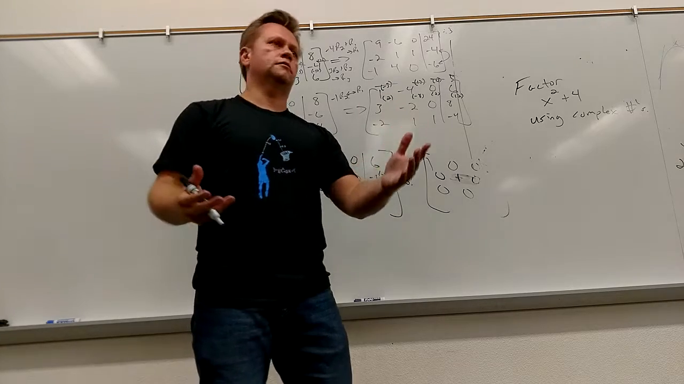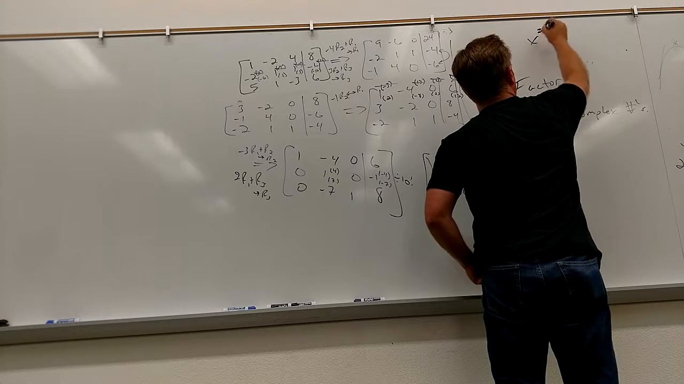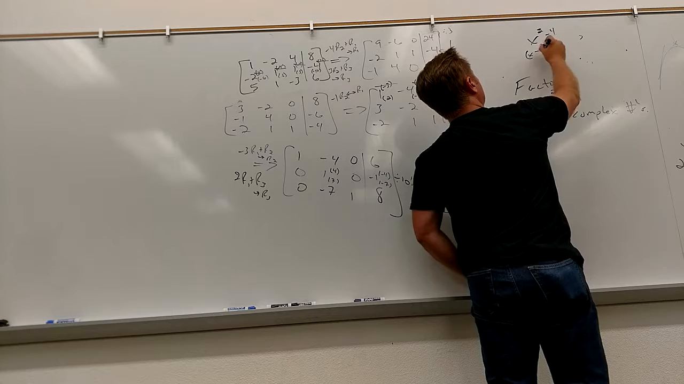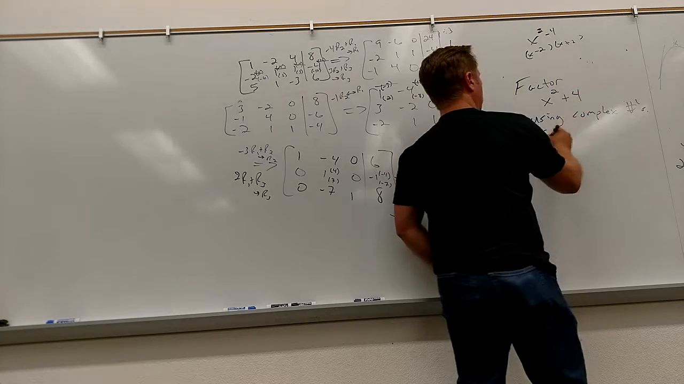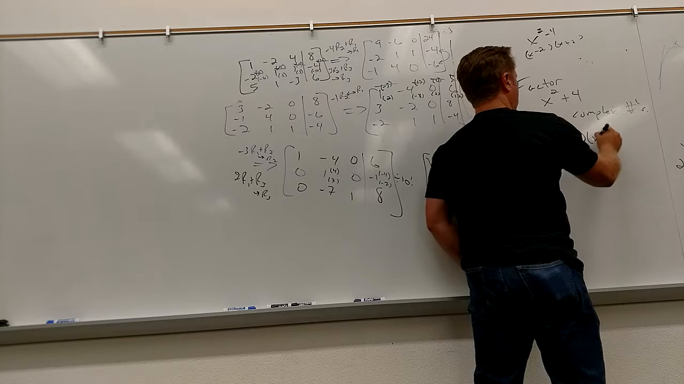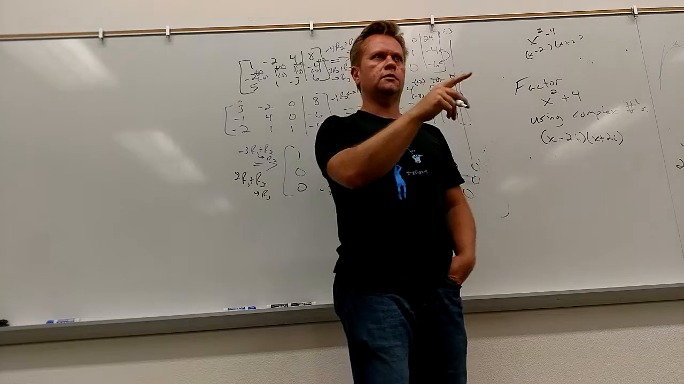Nowhere near as hard as you think. How would you factor x squared minus 4? x minus 2, x plus 2. So how do you factor x squared plus 4? x minus 2i, x plus 2i. We've looked at that before.